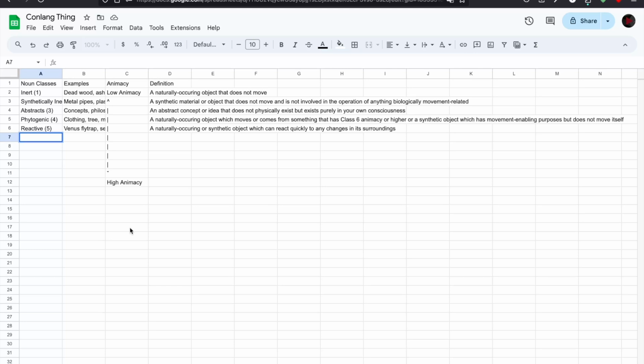Yeah, synthetic objects which move. I don't know what name to give it though. Should I call them transitive? The transitive class. I guess it'd be technically correct. Transitive. It's a bit weird using transitive in a context that's not verbs.